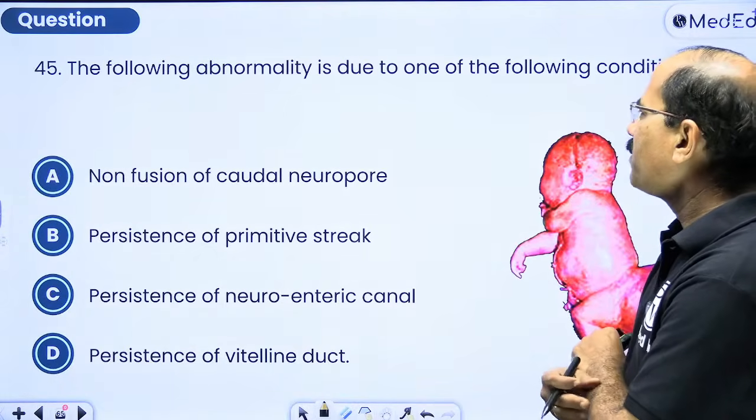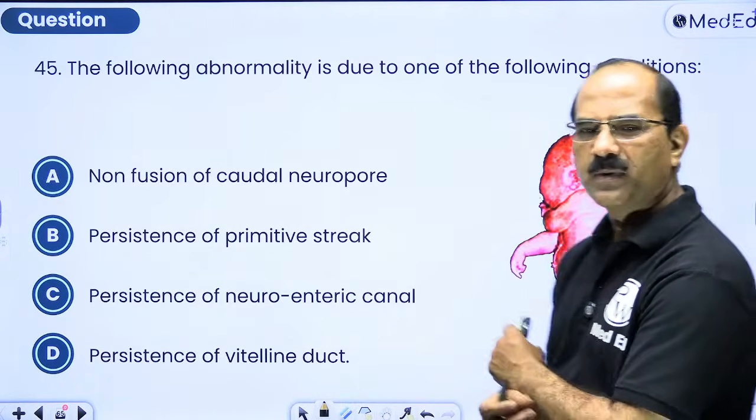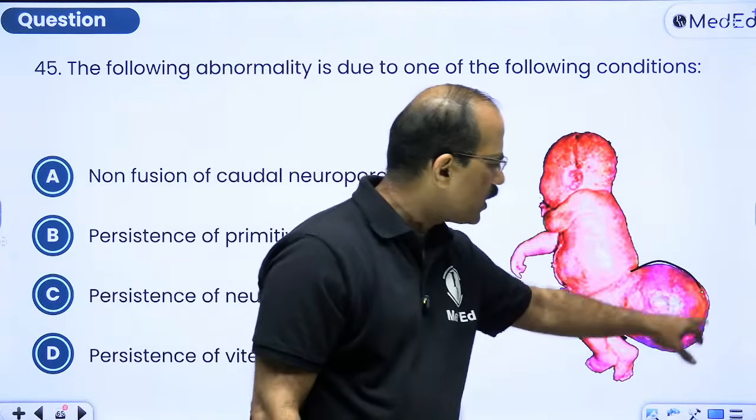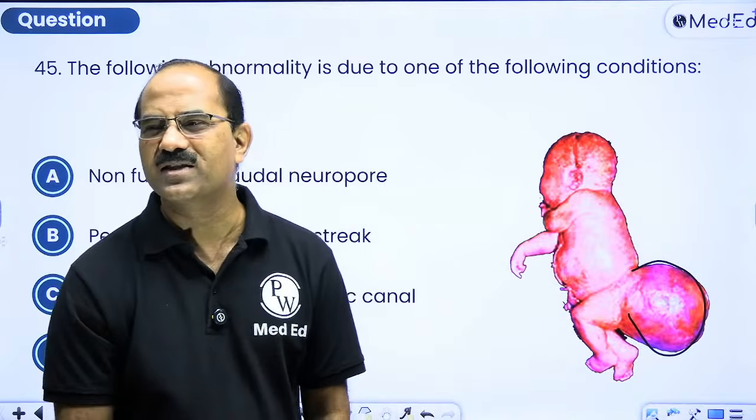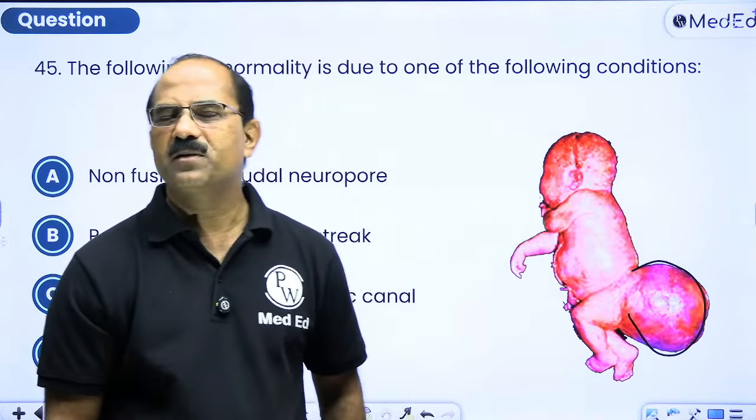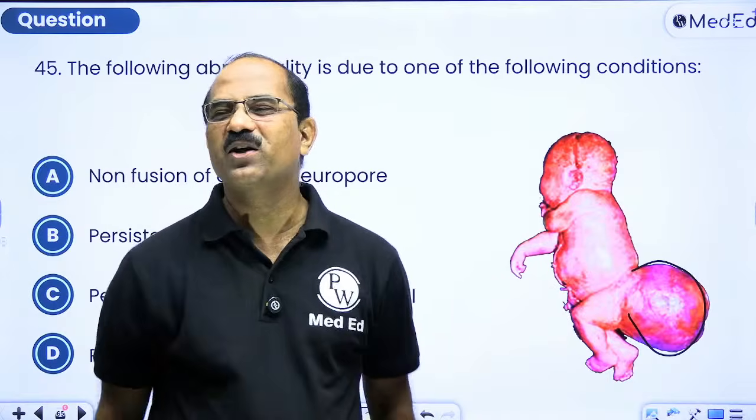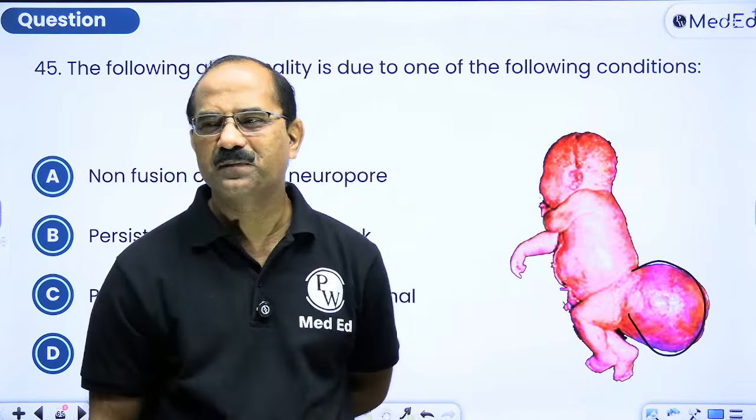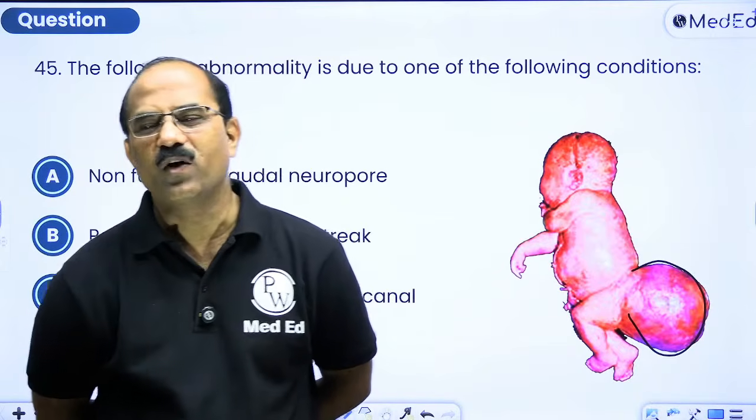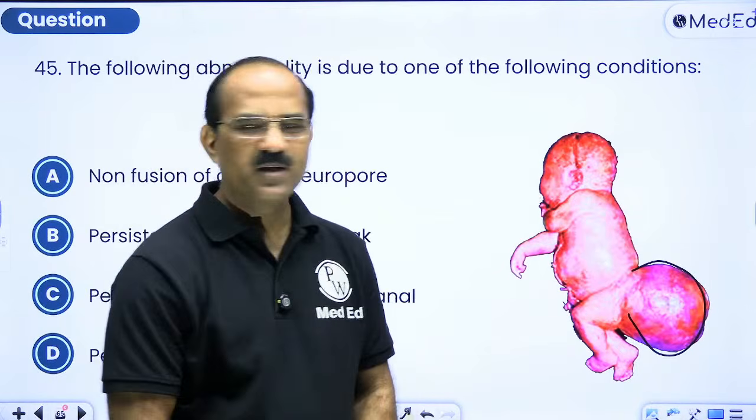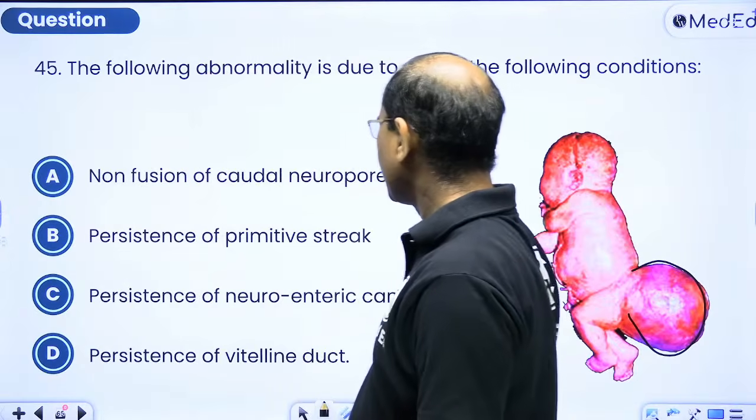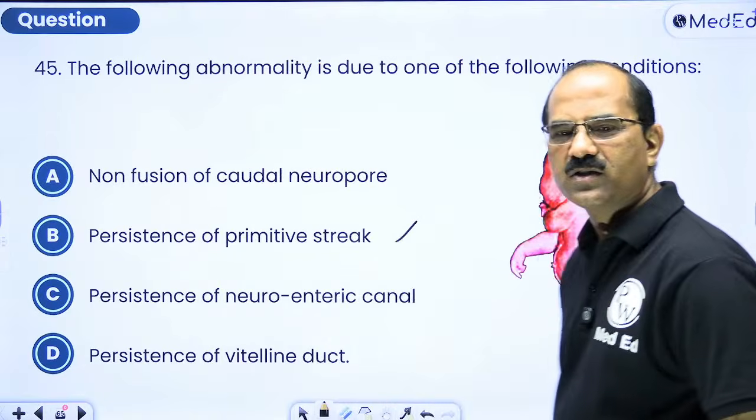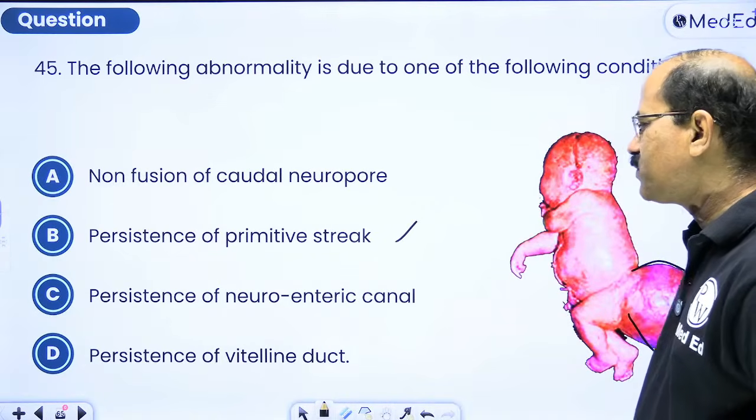The following abnormality is due to one of the following conditions. First tell me, what is this abnormality? See, there's a big mass in the region of the sacrum and coccyx. There's a big tumor in the region of the sacrum and coccyx. We will call it the sacrococcygeal teratoma. Persistence of primitive streak. Yes, that's the persistence of primitive streak. So sacrococcygeal teratoma is due to persistence of primitive streak.